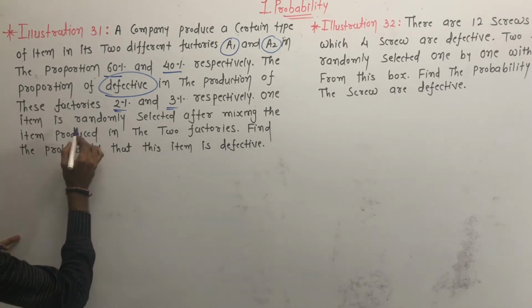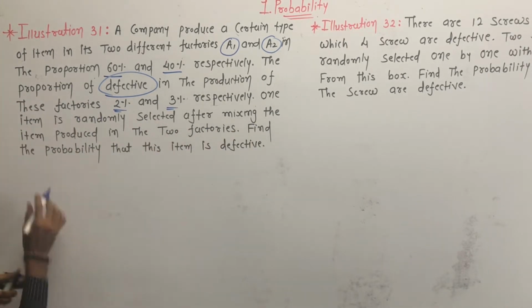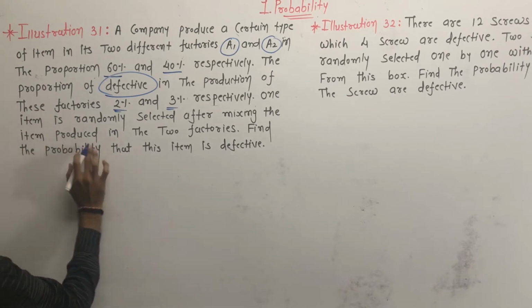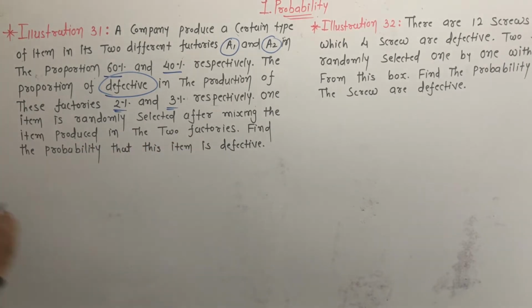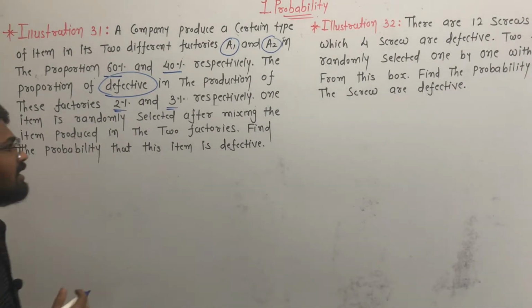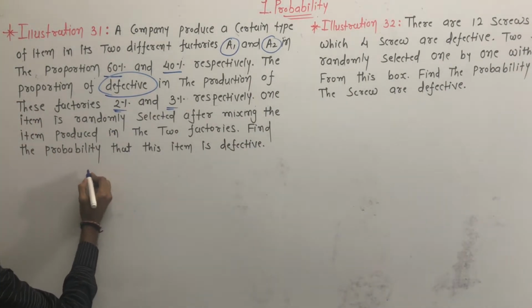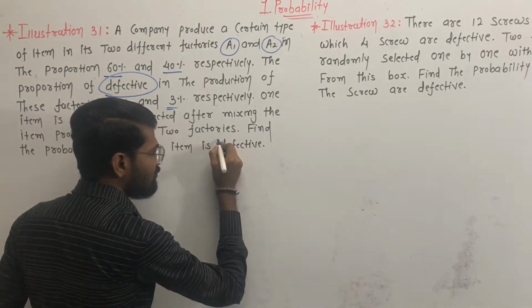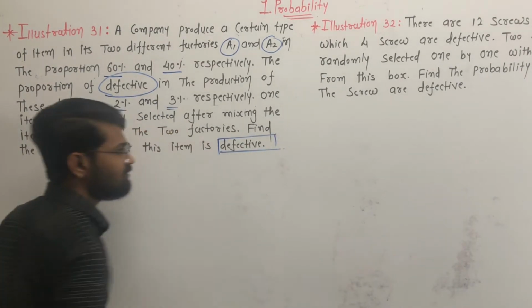One item is randomly selected after mixing the items produced in the two factories. We have to mix the items produced from factory A1 and A2. Find the probability that the item is defective. We have to find the probability of the defective item.